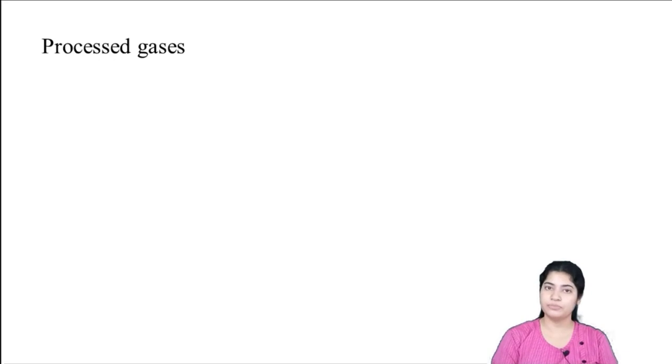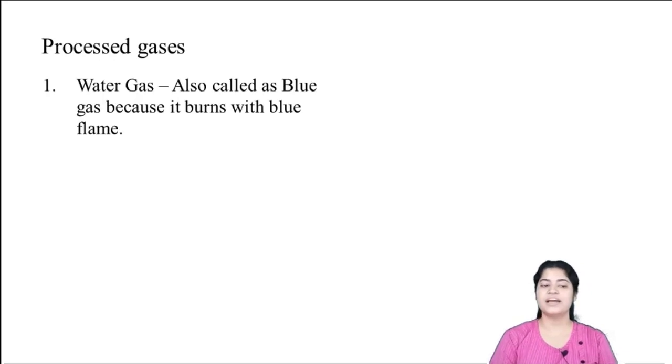Now talking about processed gas. The first type of gas is water gas. See, these gases like water gas, producer gas, coke oven gas are formed when certain reactions happen. Water gas is also called blue gas. Why blue gas? Because it burns with a blue flame. What is the significance of blue flame? It shows that complete combustion has taken place.